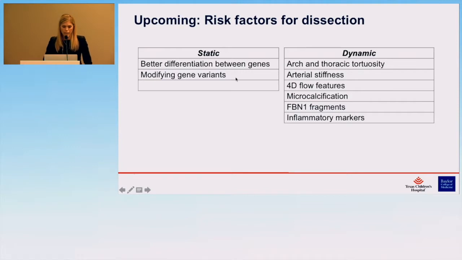These are both static variables, and for dynamic, arch and thoracic tortuosity, stiffness in a more usable way, as well as 4D flow, microcalcification, FBN1 fragments, and hopefully inflammatory markers will bear some fruit.